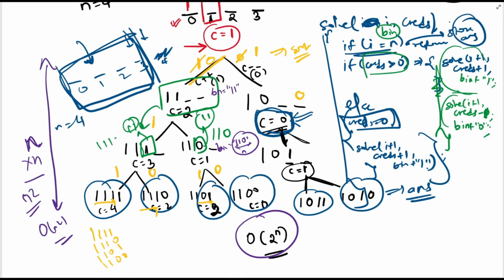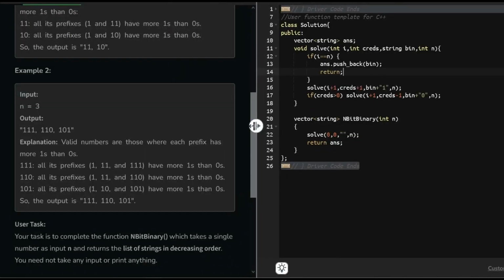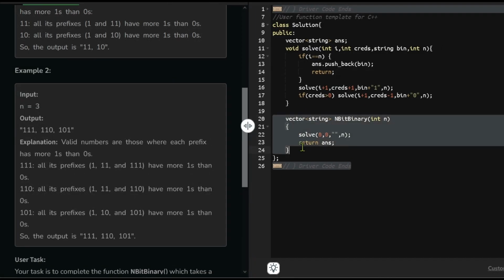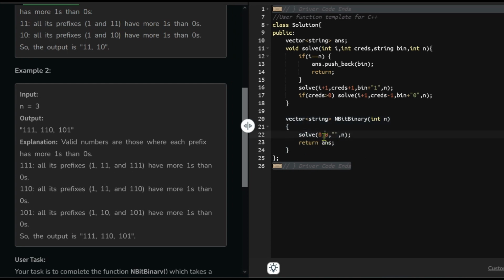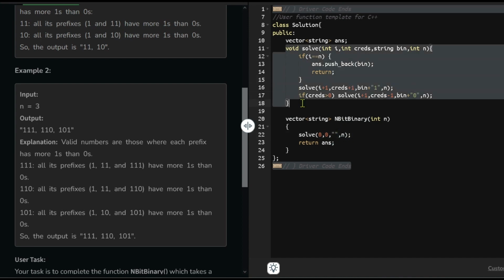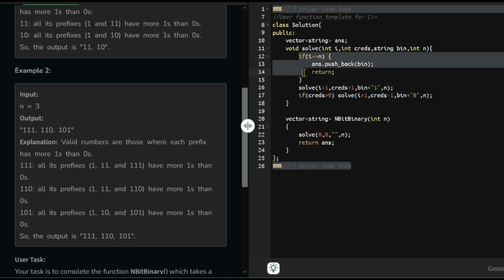So let's just see the code. So you can see here is where it starts. So I'm going to start with the zeroth index, okay, and with the 0 credits, with nothing as my output and the n. So when I go to the recursion part over here, it says that if i is equal to n, I have actually reached the boundary and I can push back whatever is there inside my string into the answer.